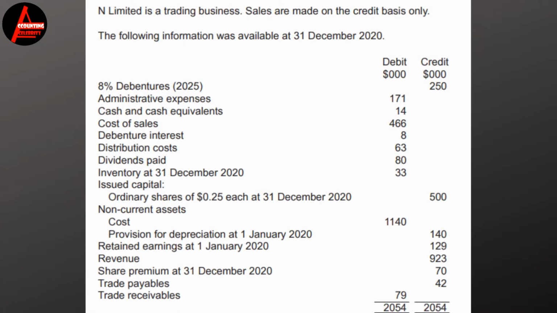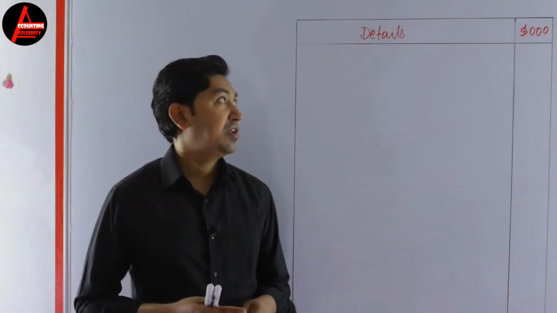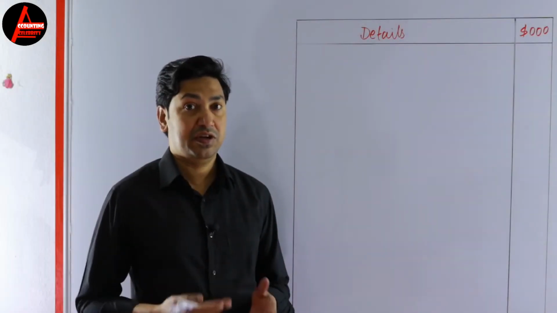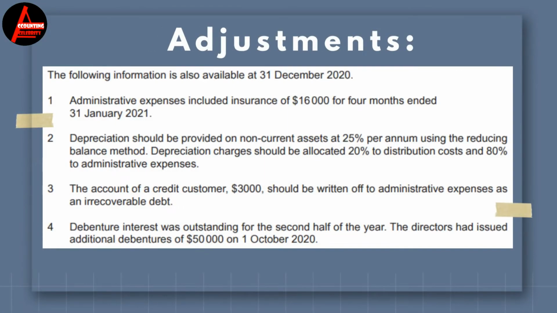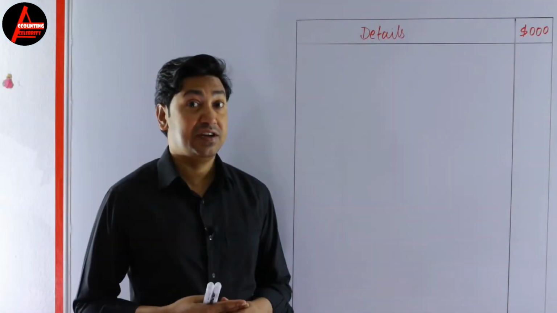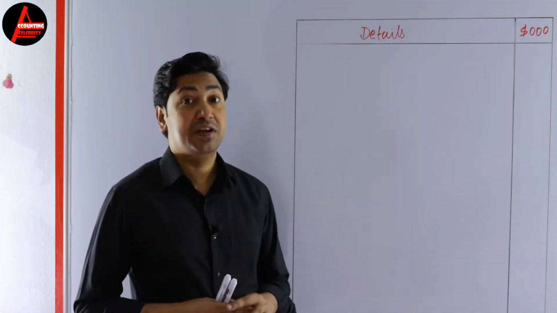Unlimited is a trading business, sales are made on a credit basis. The following information was available at 31st December 2020. Here we have a trial balance, items are given. There are some adjustments. The following information is also available at 31st December 2020. There are 4 adjustments, so we'll apply these adjustments to prepare the income statement.